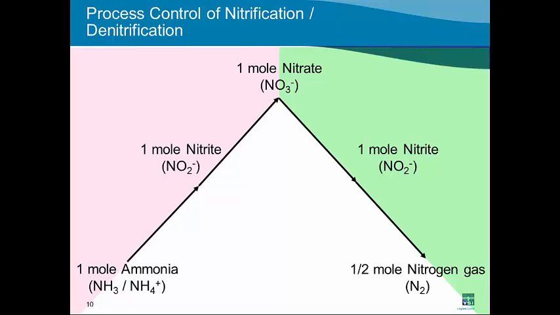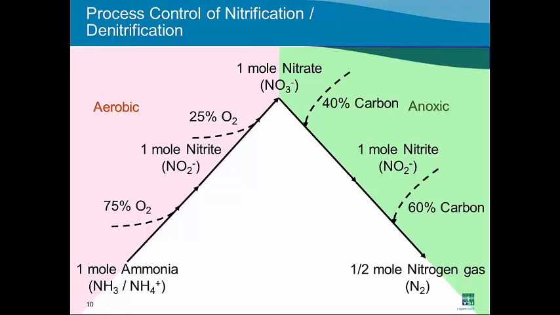Given the right conditions, those conditions being the addition of plenty of oxygen to supply the autotrophic nitrifying bacteria with enough oxygen to convert the ammonia first to nitrite and then to nitrate. At this point, we've converted our wastewater nitrogen from one form into another, but we really haven't removed much.